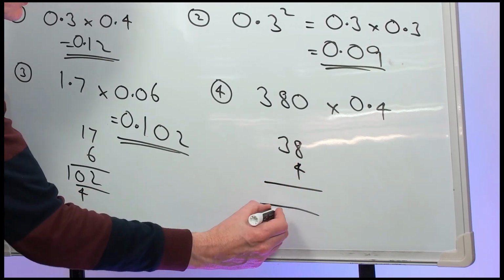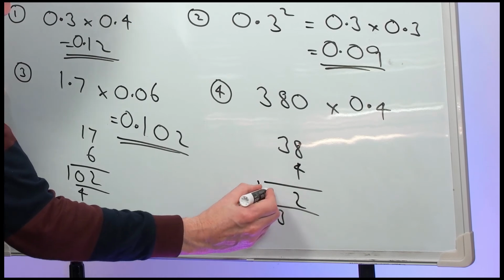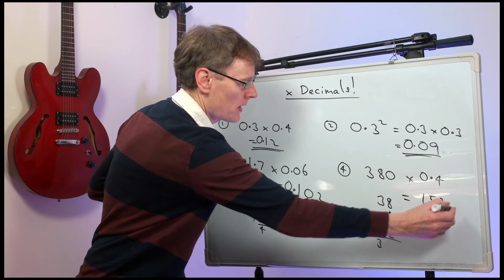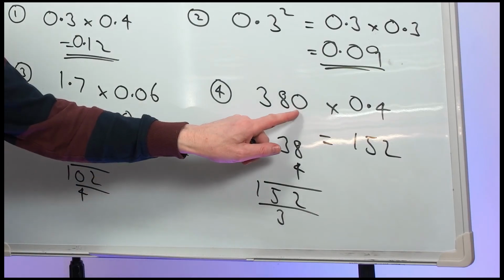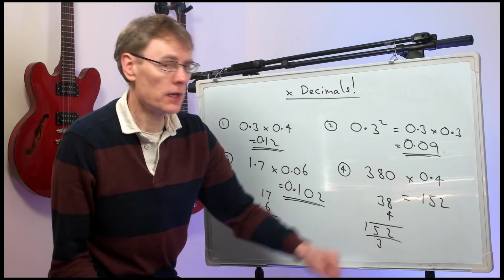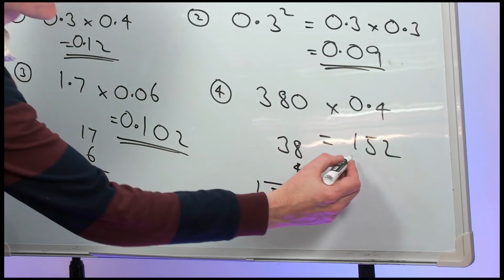Number 4, so we do 38 times 4. So 4 eights are 32. 4 threes are 12, 13, 14, 15, 152. Now, is that too big or too small? Well, this 0 here makes it 10 times bigger, but this is making it 10 times smaller. So we're back where we started. That is the answer, 152.